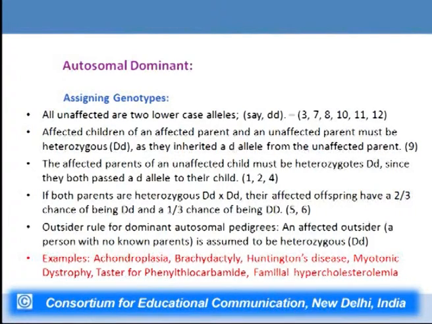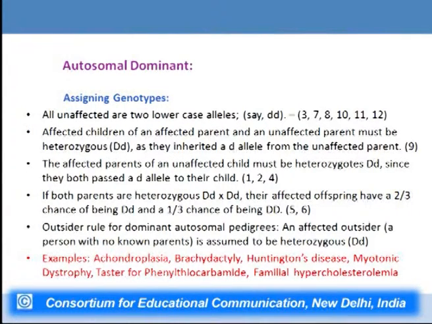So, the numbers of those individuals in the pedigree chart have been given. Unaffected individuals are recessive homozygous. Affected children of an affected parent and an unaffected parent must be heterozygous, as they inherited a small d allele from the unaffected parent. The affected parents of an unaffected child must be heterozygous, capital D, small d, since they both passed a small d allele to their child.